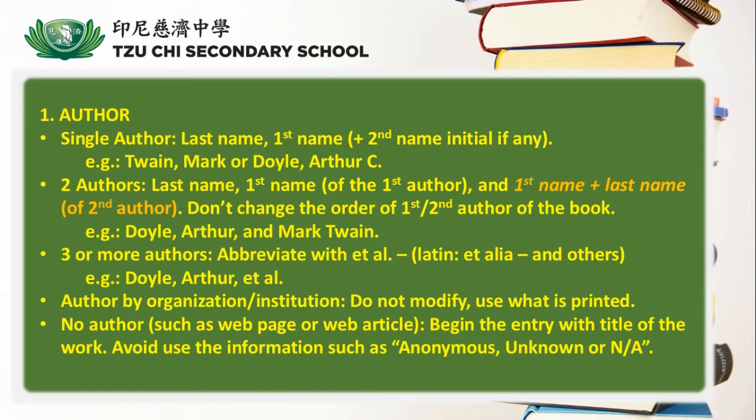The sample is again Sir Arthur Conan Doyle and Mark Twain. In here we write Doyle, Arthur as the first author, and then put a comma and then write the regular writing of people's name, Mark Twain, first name and last name. If you have 3 or more authors, abbreviate with et al and then put a period.